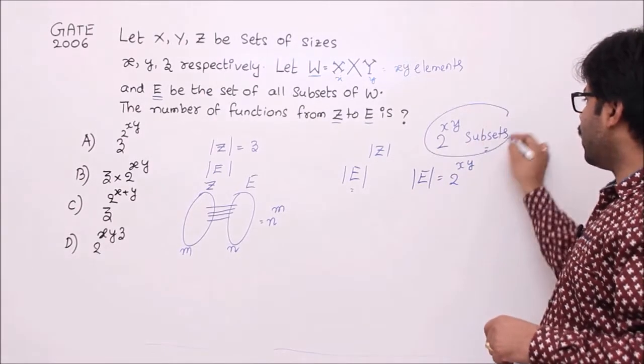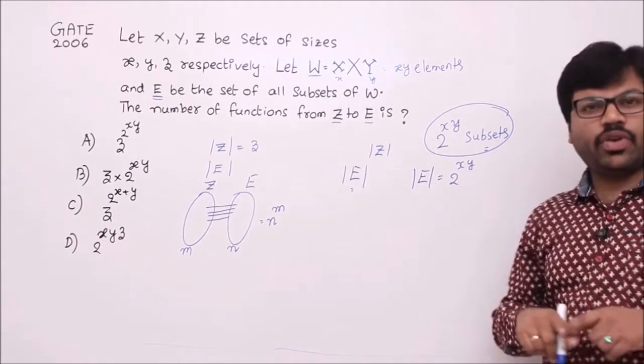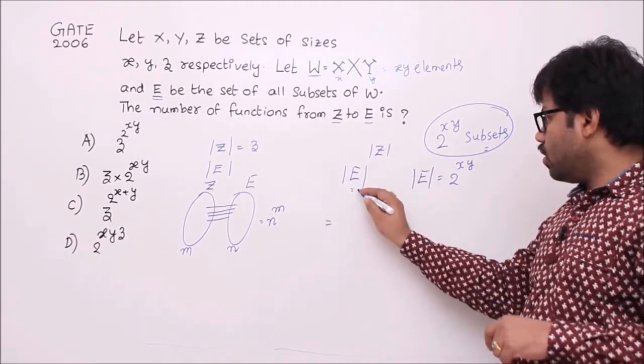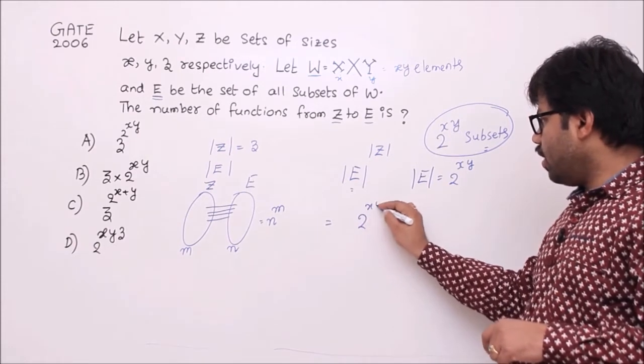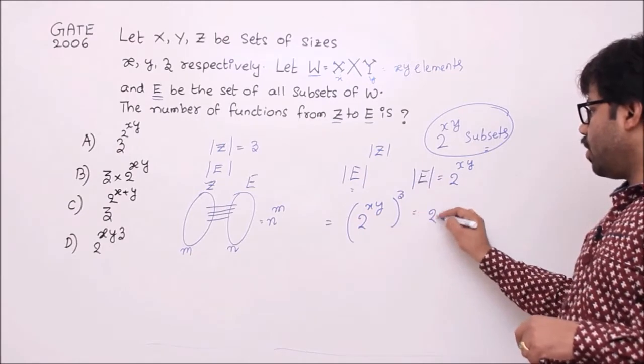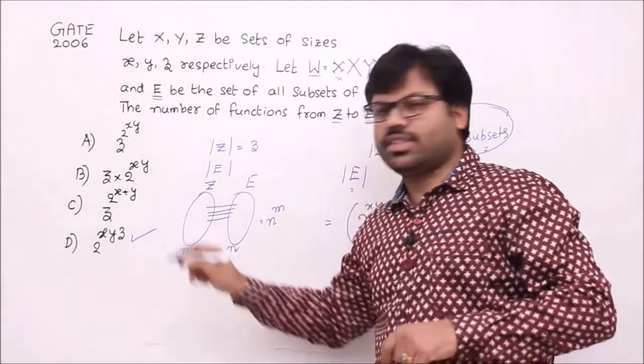Since there are 2 power xy subsets and E is a collection of such subsets, it contains 2 power xy elements. Let's directly substitute into the formula. So mod E equals 2 power xy, and whole power size of Z, which is small z. That will become 2 power xyz. So option D is the right choice.